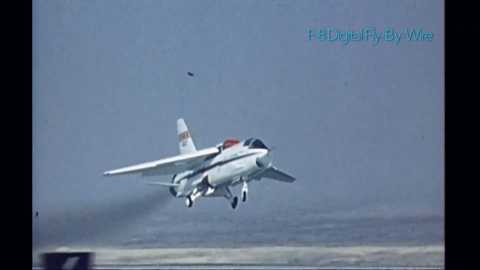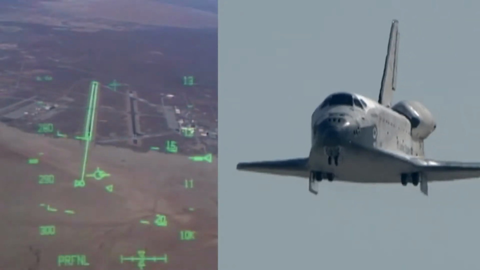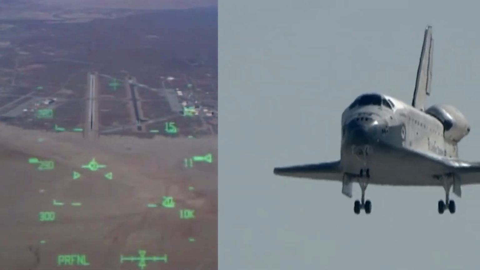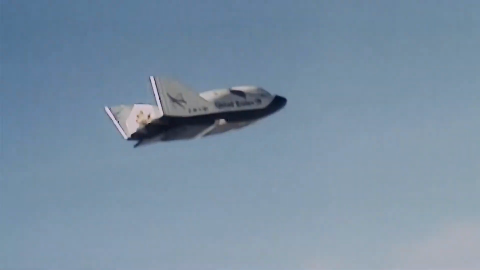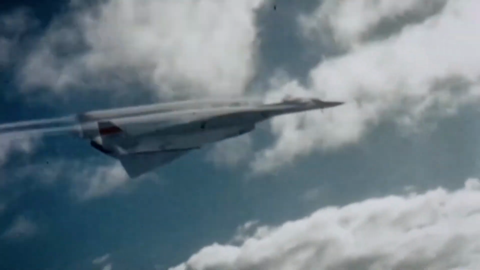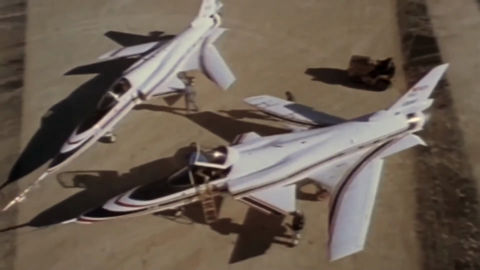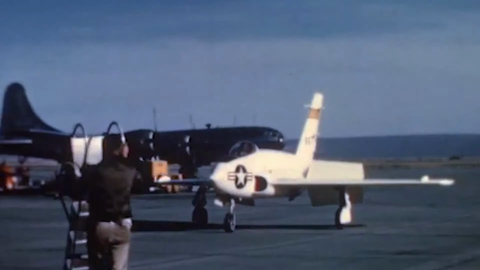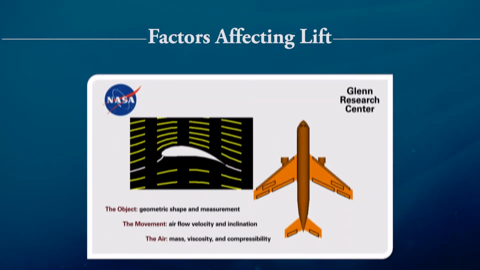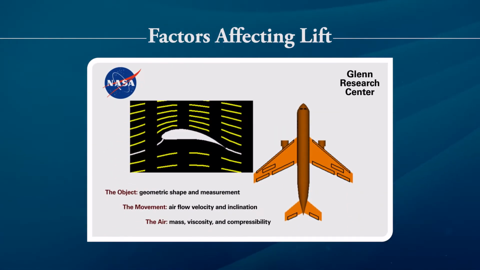The geometry of the wings is one of the main factors affecting the lift of the airplane. The airflow, which moves faster over the top than on the bottom, results in a low pressure at the top of the wing, which makes the wing and the airplane attached to it fly. Some of the factors affecting the lift are the geometric shape and size, the airflow velocity and inclination, mass, and viscosity. Then my hypothesis may be correct.